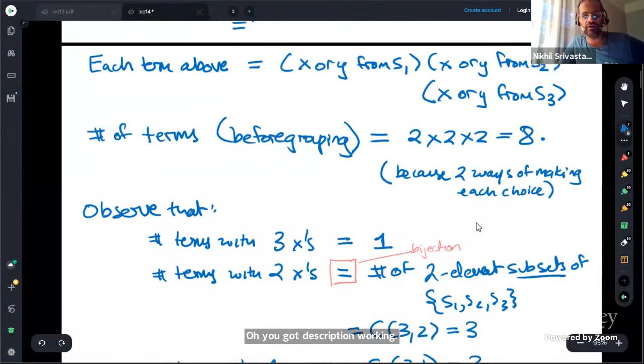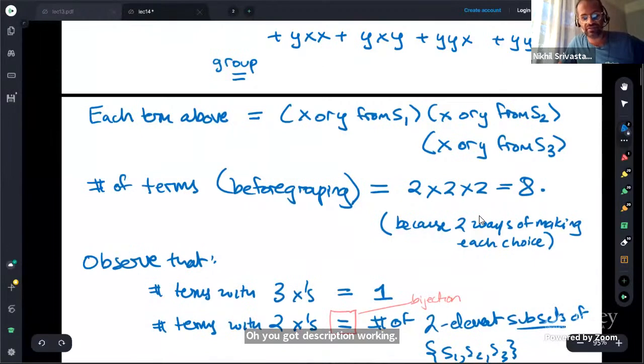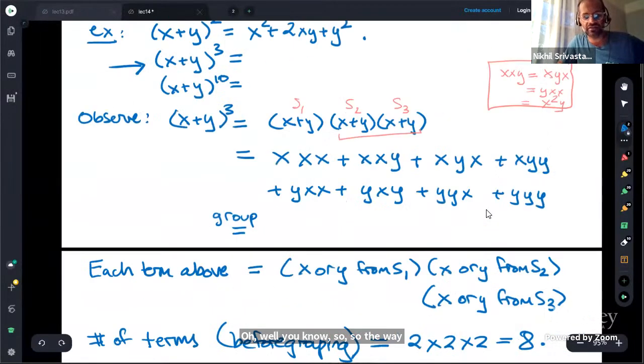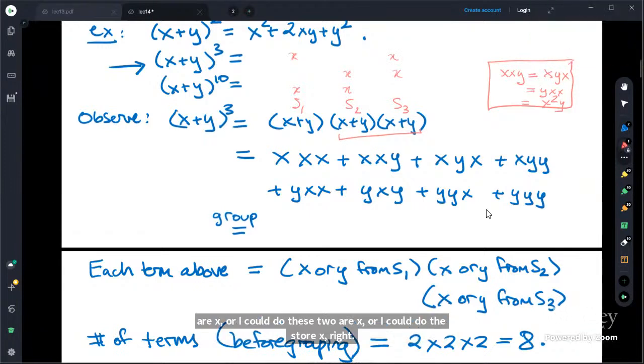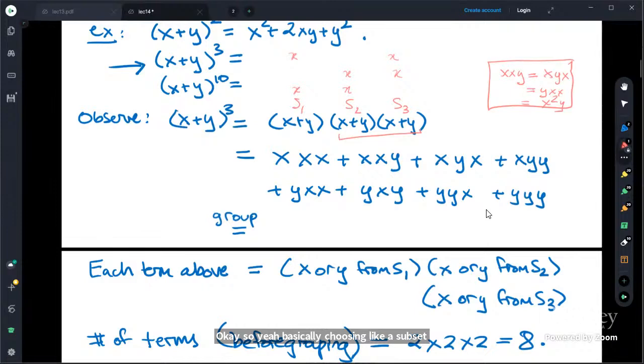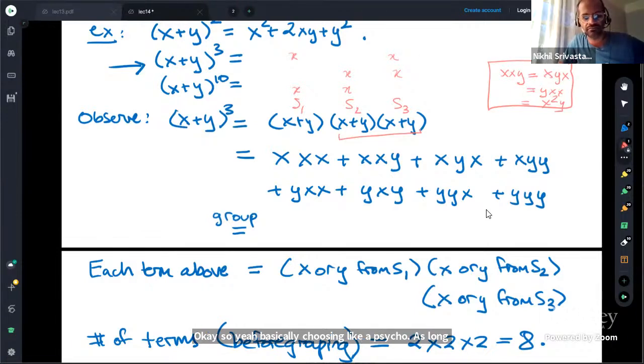Oh, well, the way to think about it is I have these 3 clauses up here. What I have to do is say that 2 of them are going to be x. So I could either do these 2 are x, or these 2 are x, or these 2 are x, right? Okay, so you are basically choosing a subset like S1, S2 from the big set S1, S2, S3. Yeah, exactly. Okay, thank you.